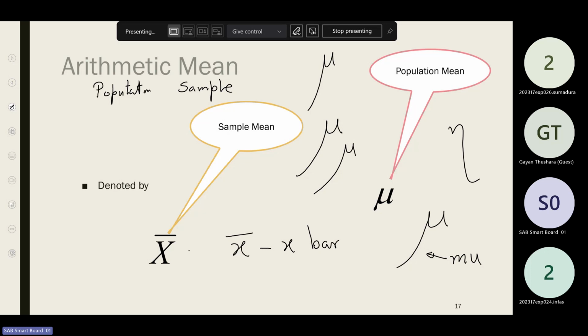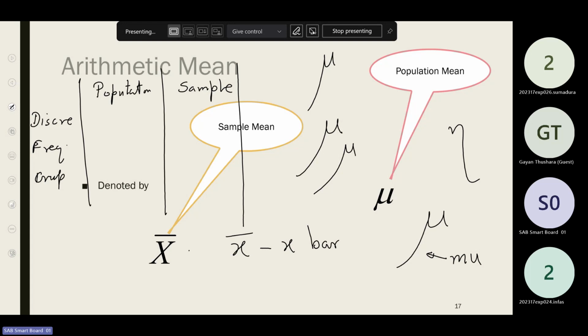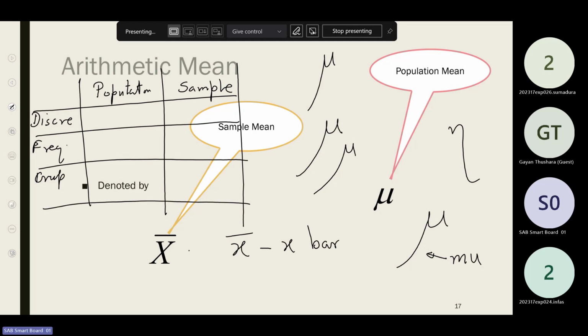So we can have population discrete type, sample discrete type data, population frequency type, sample frequency type, population group, and sample group. So altogether you have 6 categories: population discrete type, sample discrete type, population frequency, sample frequency, population group, sample group. So there are 6 cells.